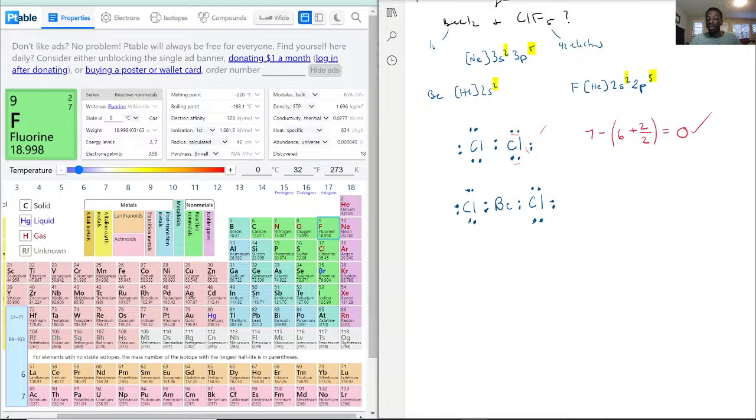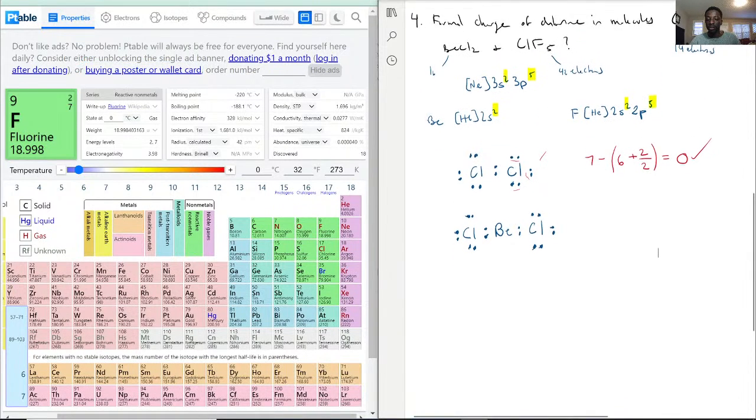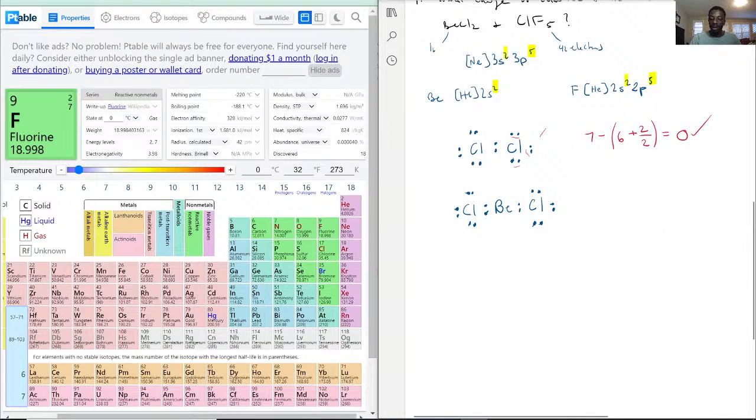So now to find the formal charge of chlorine. In this case, we still start with 7, and you notice that it's almost the same thing as above, because each chlorine has to share 2 of its electrons, but this time it's not with each other but with beryllium. So it'll be 6 plus 2 over 2, and the formal charge of this will also be 0.